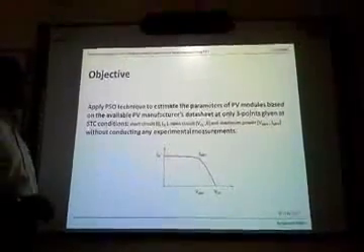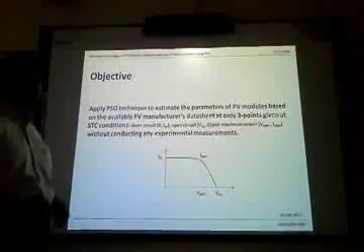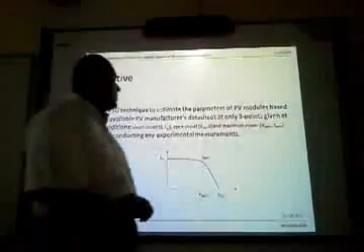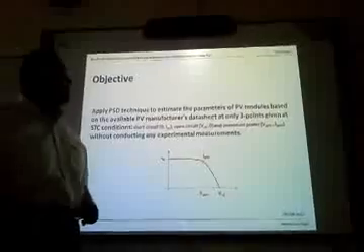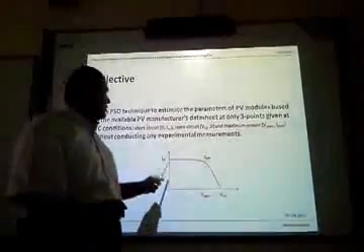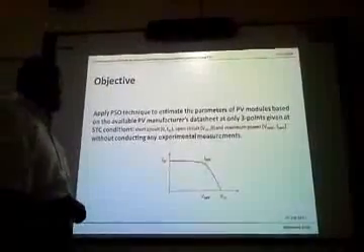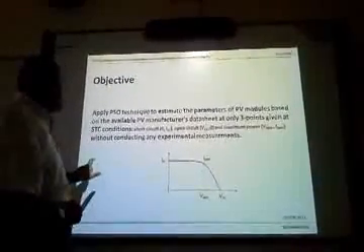Objectives of the work. In this work, we want to apply the particle swarm optimization technique to estimate the parameters of PV modules based on the available PV datasheet at only 3 points: at the short circuit point, open circuit point, and at the maximum power point, without conducting any experimental measurements.